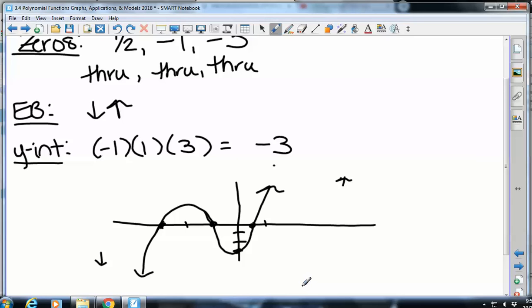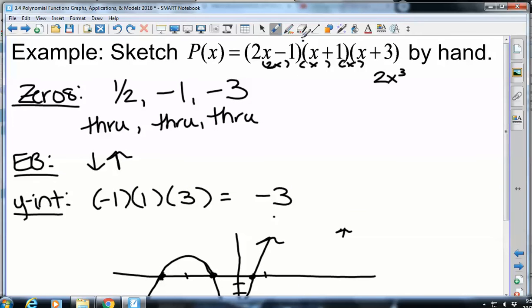What questions do you have right there? Yeah. How do you figure out the root? You look at the multiplicities. So all of these were to the first power. Multiplicity is 1. Odd multiplicity will go through and even bounces. So if one of them had been a squared, you would bounce off of it. Other questions?